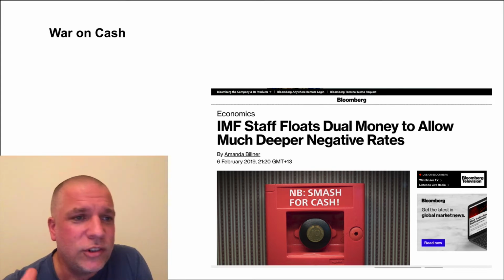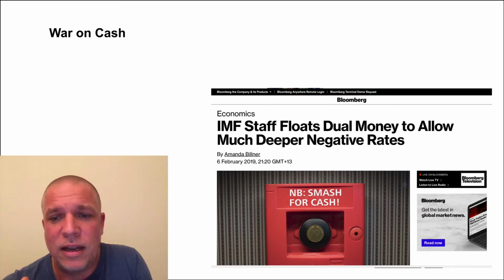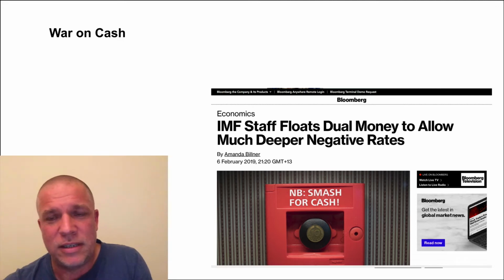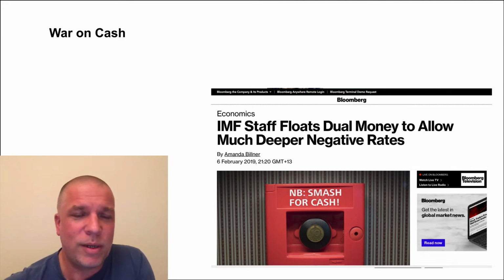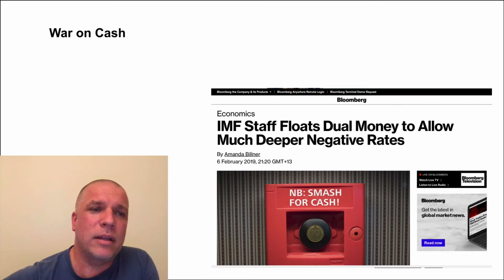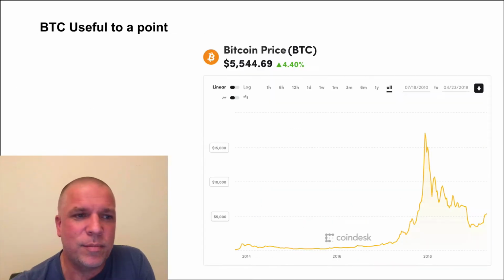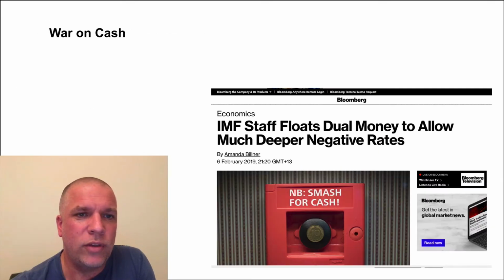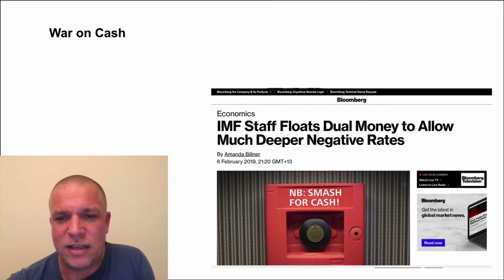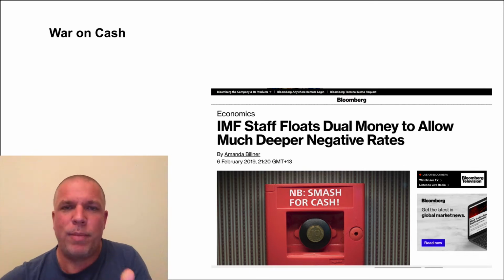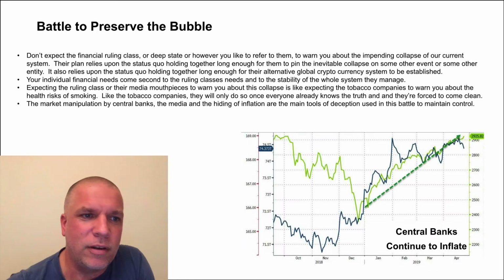So these are the three signs I'm seeing of the current financial ruling class wanting to retain control and wanting to move into a new system, which I believe will be a global cryptocurrency, and wanting to keep the threats to their current system contained. And of course, the war on cash and negative interest rates is one of the key elements of this, because it keeps the current bubble inflated, if you like.